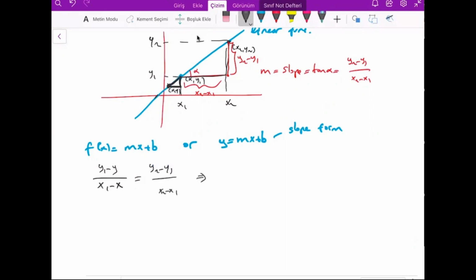From here you will obtain a new equation. This is the equation of the line again. y minus y1 equals (y2 minus y1) over (x2 minus x1) times (x minus x1). Anyway, you can obtain it either way, there is no problem, but to write quickly, I choose this one with y1.